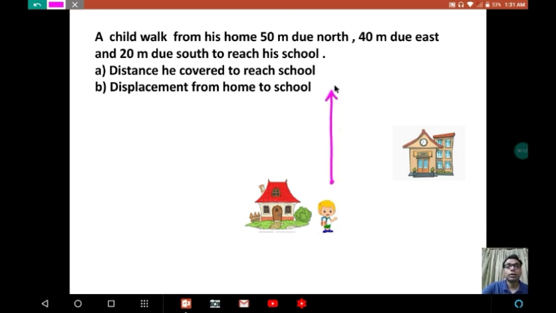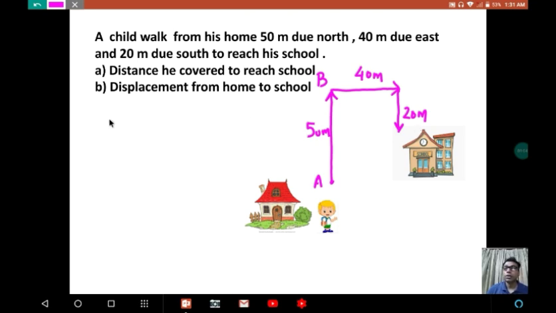north. Let's name it as A, this is B, and this is moving to east direction. This is 40 meters, this is 50 meters. Now 20 meter due south, this is 20 meters.